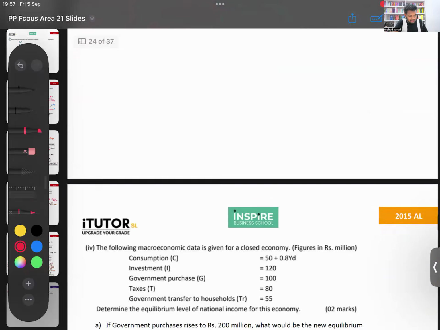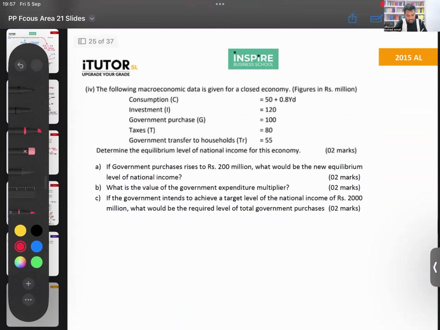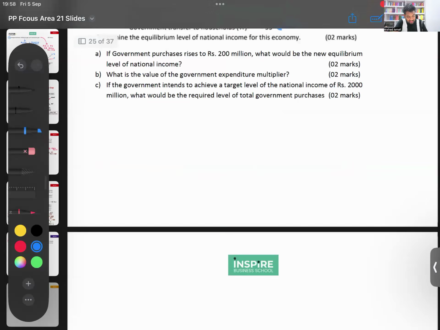Okay. Then the next one. 2015 A-levels question 5 part 4. They're saying the following macroeconomic data is given for a closed economy: consumption, investment, government spending, taxes, government transfers. Determine the equilibrium. Now, this is the first time they have a question with transfers. Interesting. Then they're asking if the government spending rises. There are so many questions. So let's quickly do the calculations.